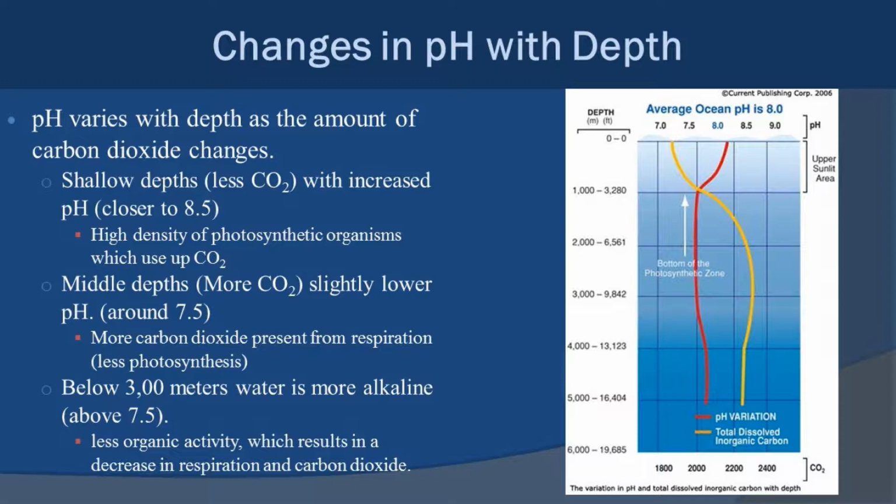Now, as you start to go deeper, what you'll end up having is a loss of photosynthesis, or at least a reduction of it, so that there's more respiration going on. This means there's more CO2 available, and it will start to drop the pH, and it'll go down around 7, 7.5. Now, below 3,000 meters in the really deep water, you tend to get a little bit more above 7.5, and that's because there's less organic activity. There's less respiration going on anyway, even if you don't have photosynthesis going on. So it'll kind of buffer up a little bit at that point.